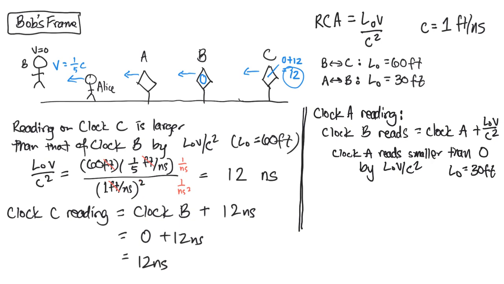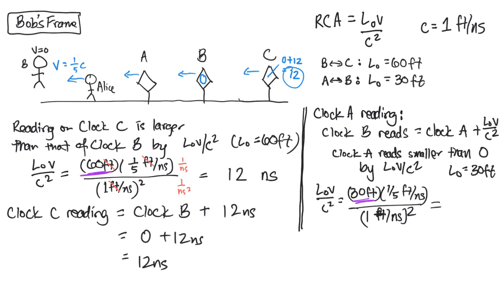Okay, so we have L naught V over C squared is 30 feet times 1/5 foot per nanosecond, divided by 1 foot per nanosecond squared for the speed of light. But we can also recognize that everything in these two calculations is the same except the length is half. And so what we know is that the answer will be half. So instead of 12 nanoseconds, we're going to have half of that, or 6 nanoseconds.